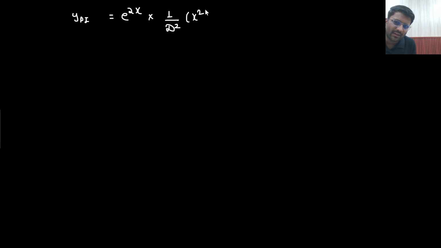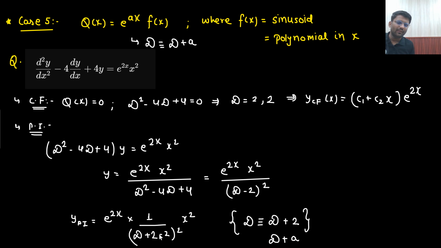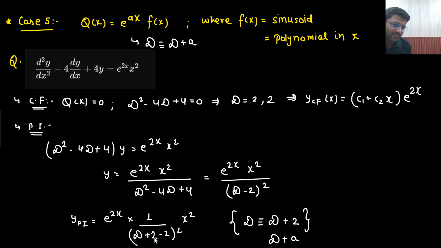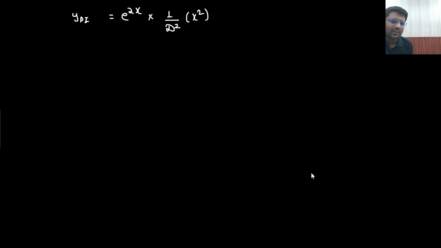And here you will get x square, 1 upon D square x square. This is what you will be getting. Now this 1 upon D square, in place of D, I am supposed to put D plus 2, so it will become D square only. Now, sir, 1 upon D square will be applied only to x square. It will not be applied to e to the power 2x. E to the power 2x will remain as it is.